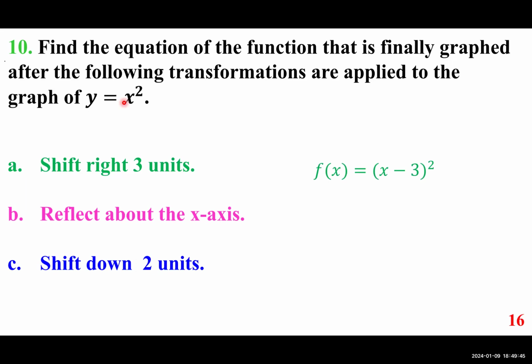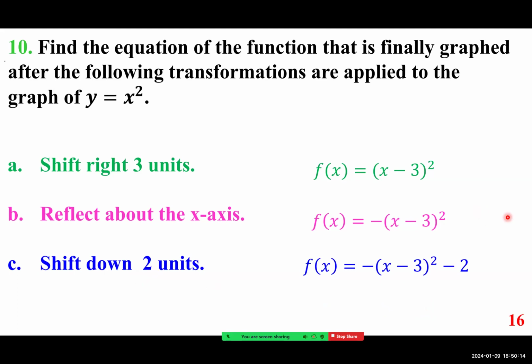Now, to this, we apply the next step: reflect about the x-axis. So we put a negative sign in front of it. Then shift down by 2 units. So bring it down by 2 units, so minus 2. And that's the final answer.